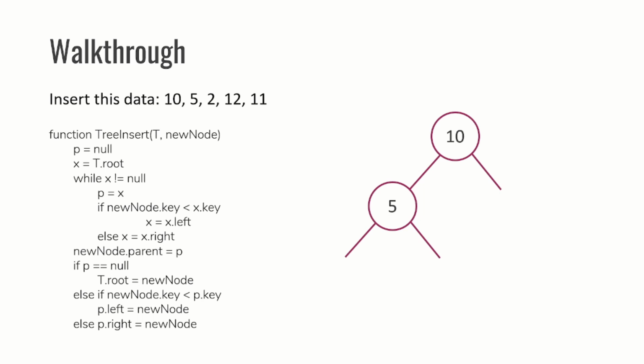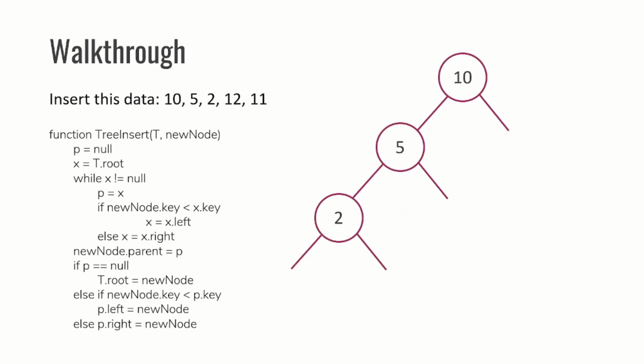New node.parent is set equal to P, which at the moment is the node containing 10. If P is equal to null, it's not. If the new node.key is less than P.key, which it is, then we set the left pointer of the parent to become new node. So here we've set the left pointer of the node containing 10 to point to the new node that we've created, which is the node containing 5. The parent of that node has already been set to be the node containing 10. And we've got a couple of null pointers at the bottom just pointing off.